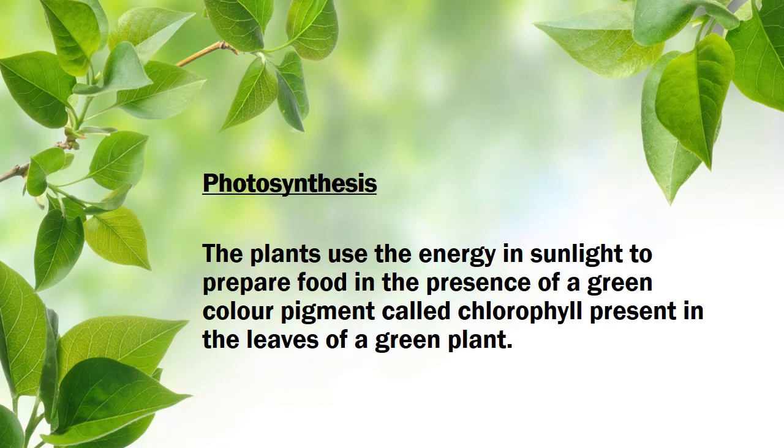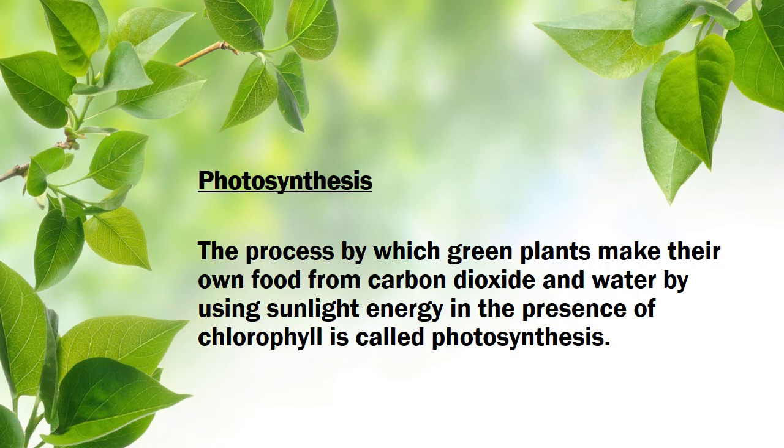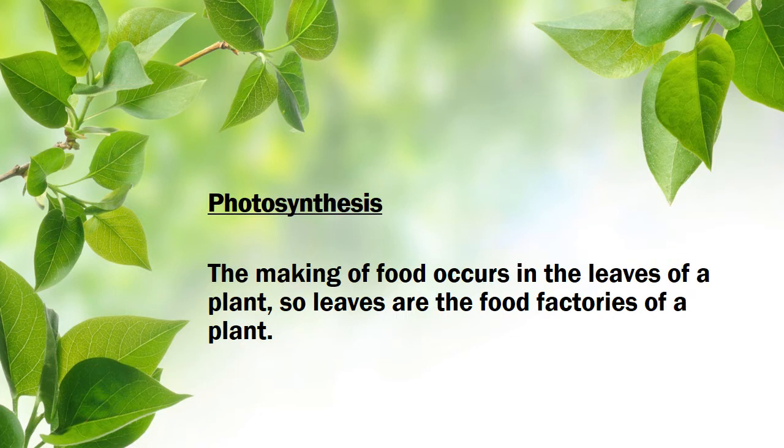Photosynthesis. Plants use the energy in sunlight to prepare food in the presence of a green color pigment called chlorophyll present in the leaves of the green plant. The process by which green plants make their own food from carbon dioxide and water by using sunlight energy in the presence of chlorophyll is called photosynthesis. The making of food occurs in the leaves of a plant. So, leaves are the food factories of a plant.